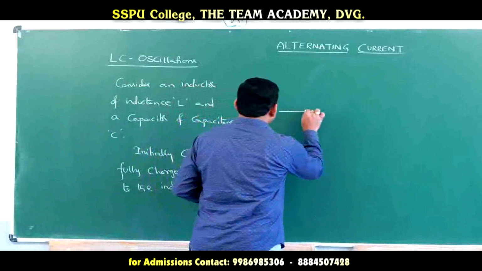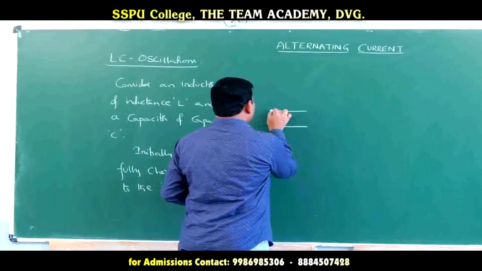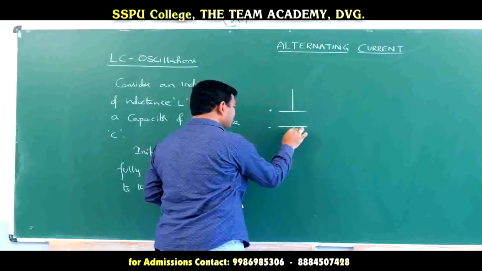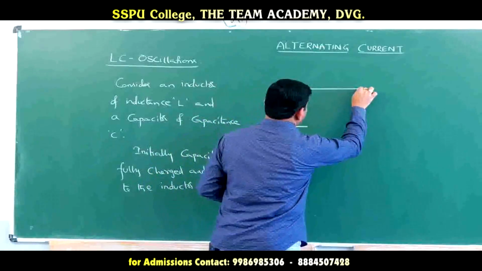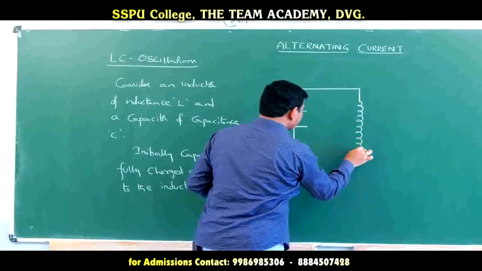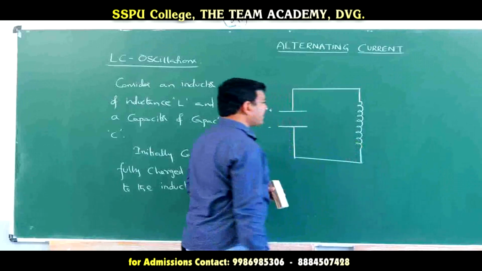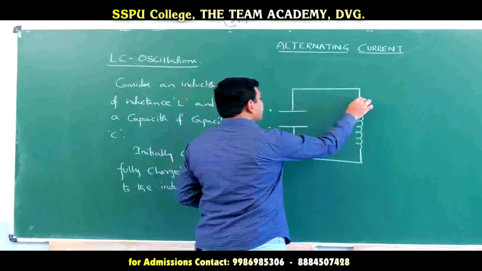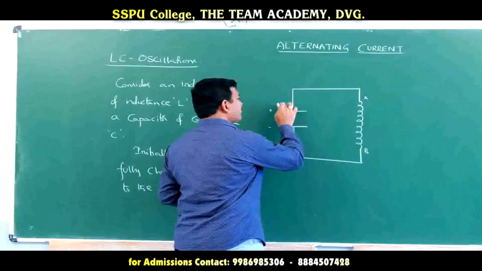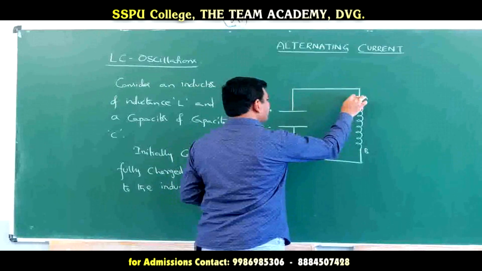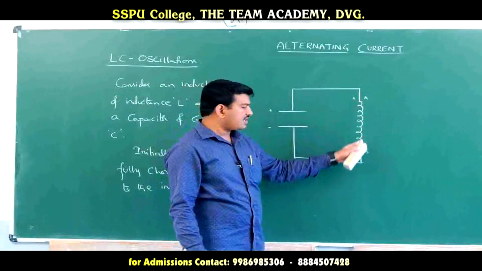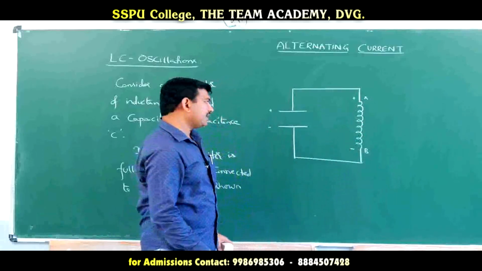So I am choosing a capacitor like this, with this being the positive plate and this being the negative plate, and now it is connected to the inductor in this way. This is an inductor of inductance L. So in this way we are connecting, and take this point as A and this point as B. Now in the beginning this is the positive plate, so this is at higher potential and this is at lower potential. The point A will be at higher potential and B will be at lower potential in the beginning.